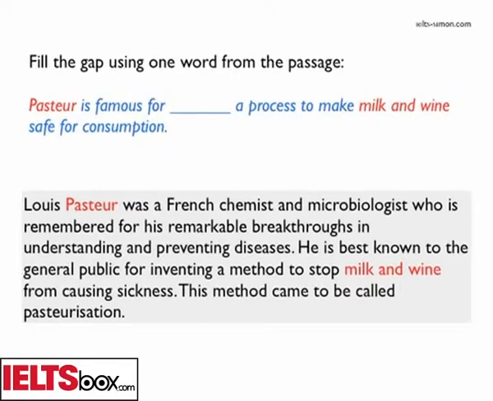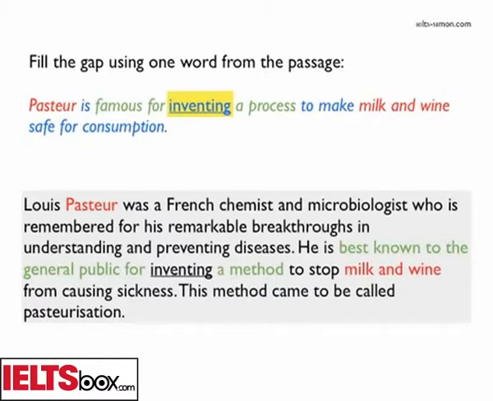So the first keywords we noticed were Pasteur and milk and wine. We know that we found the right part of the passage. And now we need to read the sentence about milk and wine more carefully. He's best known to the general public for means the same as famous for. So what is Pasteur famous for? The answer is inventing a method, which means the same as inventing a process. The correct answer, therefore, must be inventing. In the exam, you would write inventing on your answer sheet.